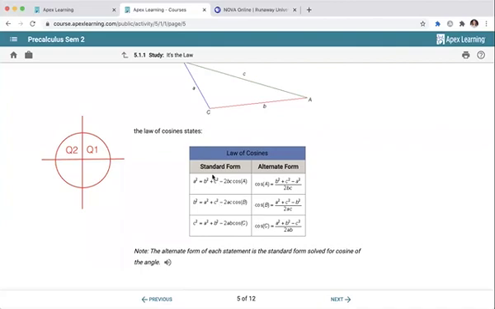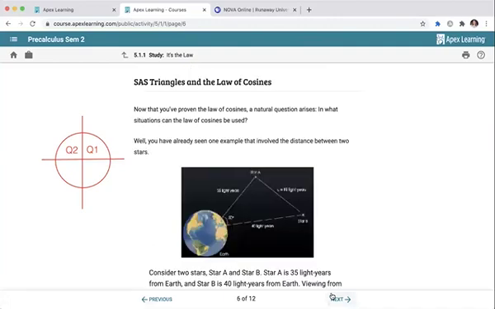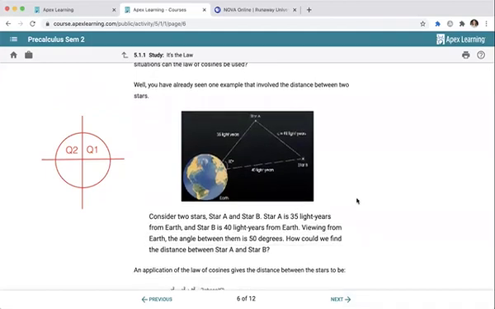And this is, of course, again, solving for a length in standard form, and your alternate form is solving for an angle. And what that's going to be dictated on is obviously what information you have, and what you can solve for. So if we look here, it says consider the 2 stars. We knew the distance of star A and star B, and we wanted to figure out this third distance here.